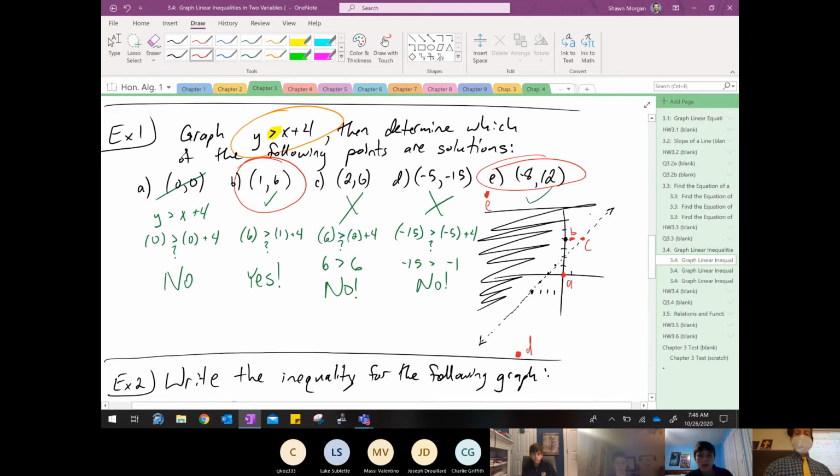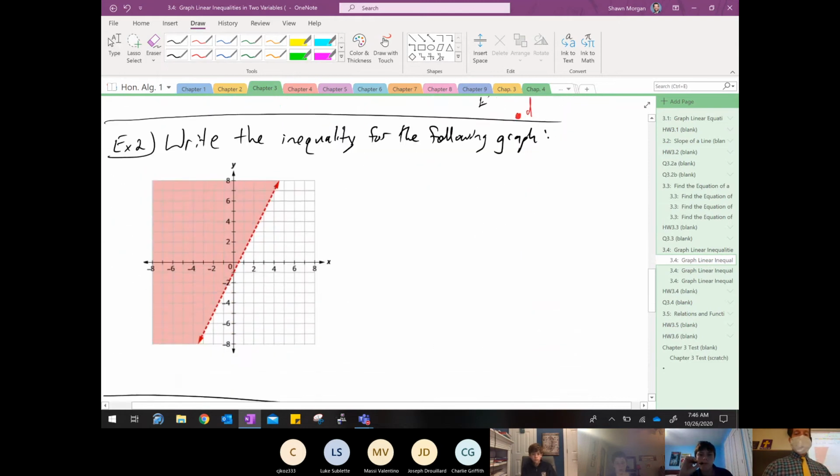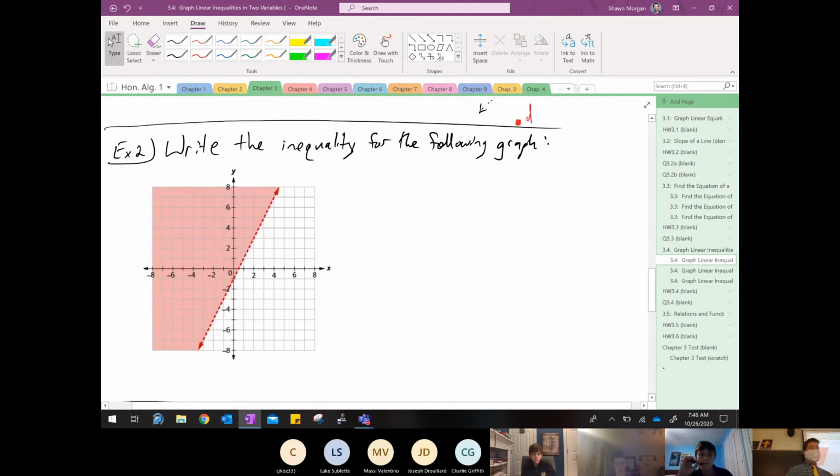Let's look at another one then. This one, I'm going to give you the graph, and I'm going to ask you for the inequality. So here's a couple things that I want you guys to do. Number 1, I want you to figure out, what if this was just a line, not an inequality, a linear equation, what would it be?